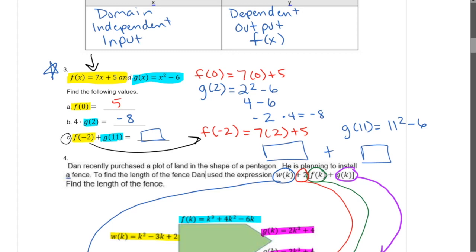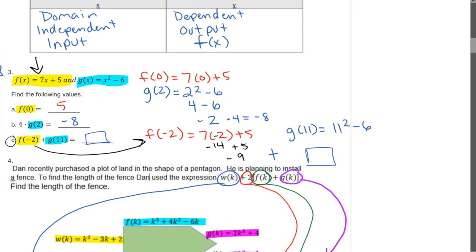So f of -2 equals 7, and that should be a -2, not a +2, plus 5. So 7 times -2, I'm going to erase this box, is going to give you -14 and then plus 5. While you owed somebody $14, you only paid them $5, you still owe them $9. So that's a -9. And now let's look at the other one.